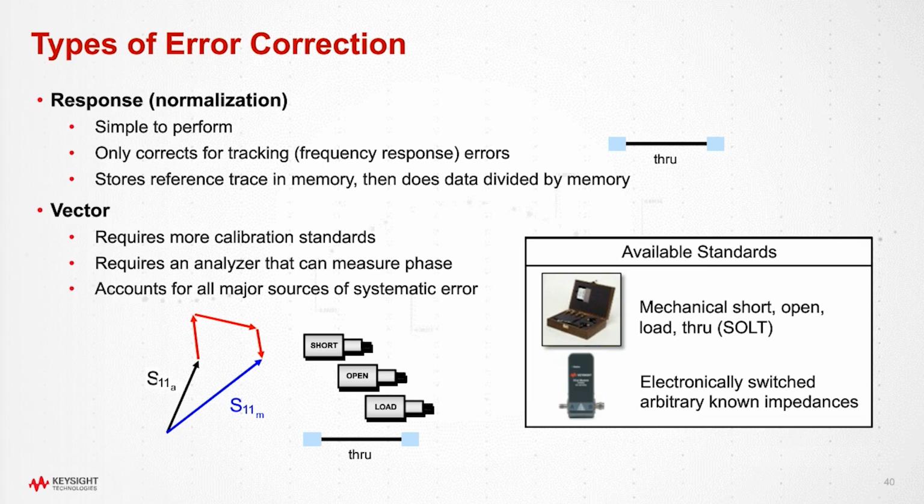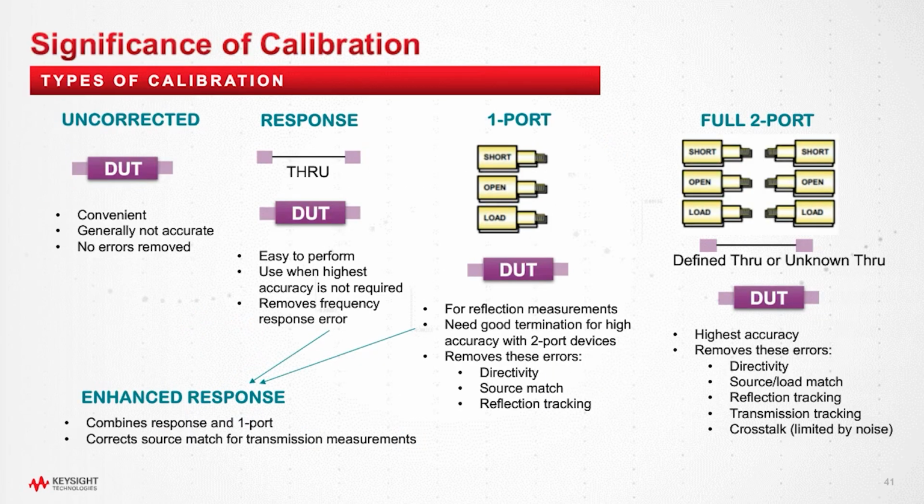And so one way to get around that is to use an electronic calibration kit where you only need to make a single connection, and then it'll electronically simulate all of the short, open, load connections that you need to make. And that makes the calibration process a lot faster, a lot easier, and it reduces the wear on your connectors. So what kind of calibration is right for you?